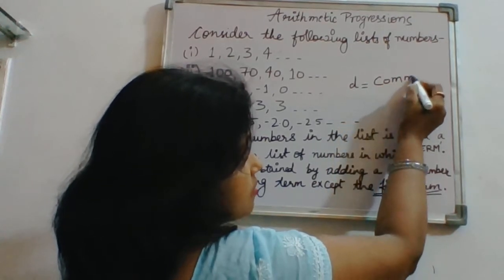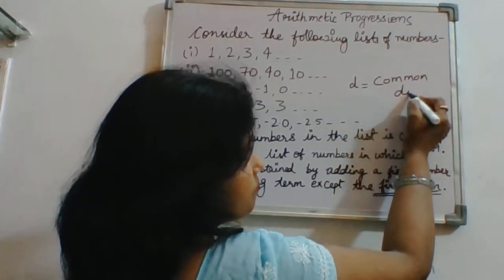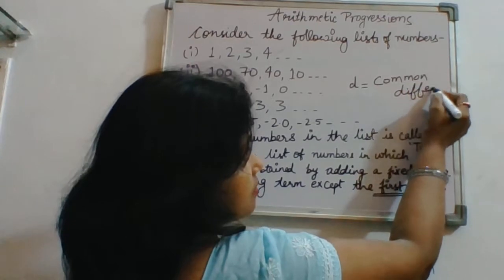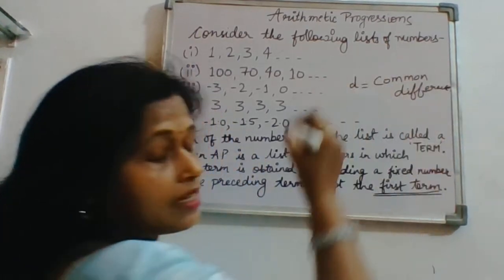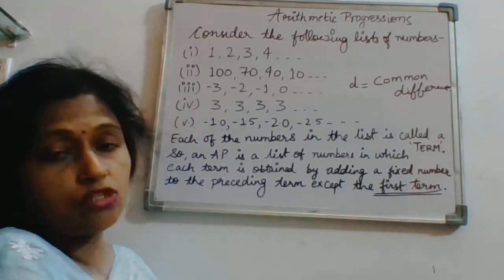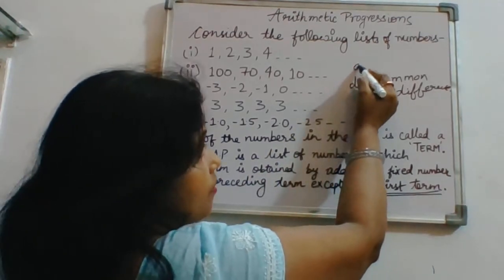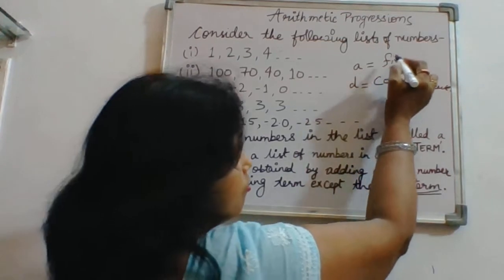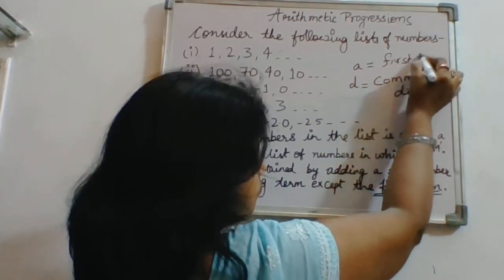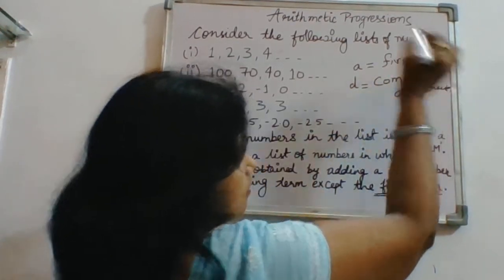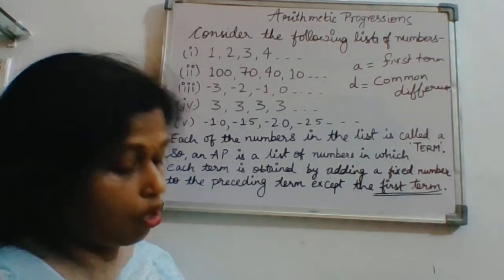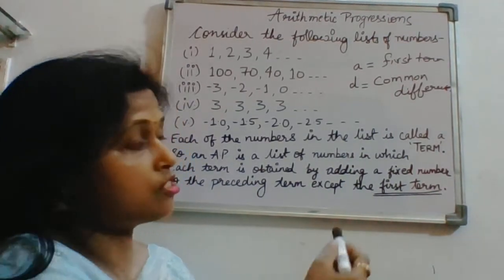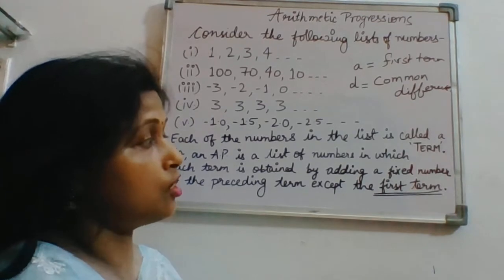This is known as your common difference, right? And the first term is commonly denoted by a. And d is your common difference. And what is this common difference? This is your fixed number, right?